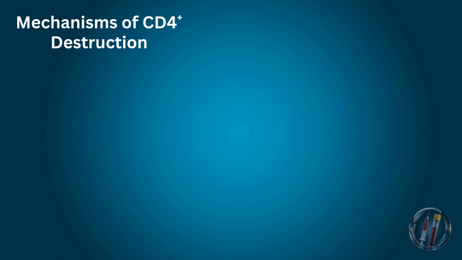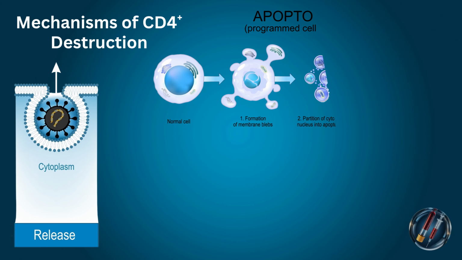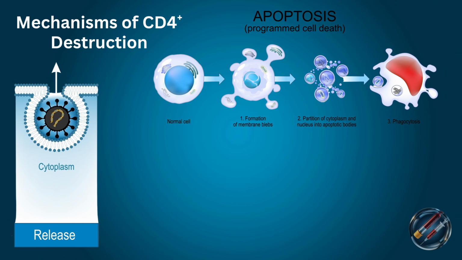HIV targets and destroys CD4 positive T cells via several primary mechanisms that ultimately cause the immune system to collapse. First, direct viral lysis occurs when the sheer volume of viral budding ruptures the host cell's plasma membrane, leading directly to cell death. In addition, pyroptosis and apoptosis function as the dominant mechanisms of cell destruction, causing infected or uninfected bystander cells to undergo programmed cell death.